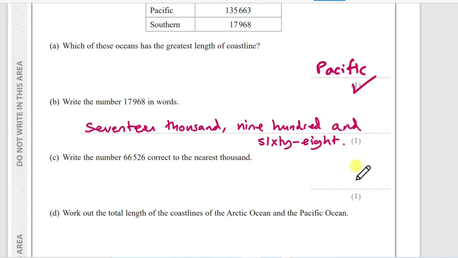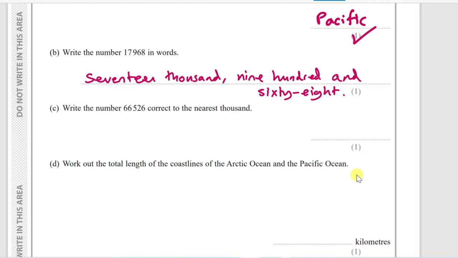Nice. Write the number 62,526 correct to the nearest thousand. When they say nearest thousand, you just pretty much highlight thousand onwards, and then you look at the second digit. Because it's five or more, the 500 coin, instead of being 66,000, it will round up to 67,000 because it's closer. So it'll be 67,000.